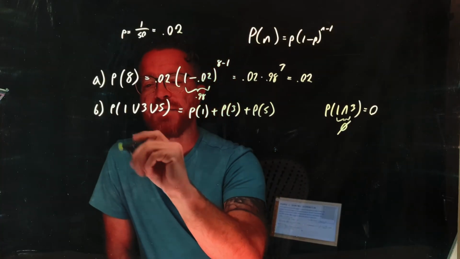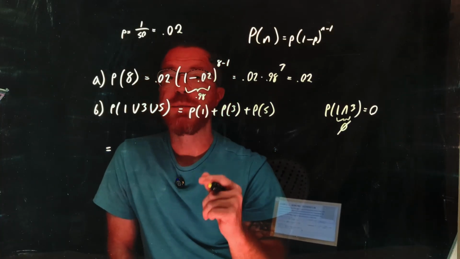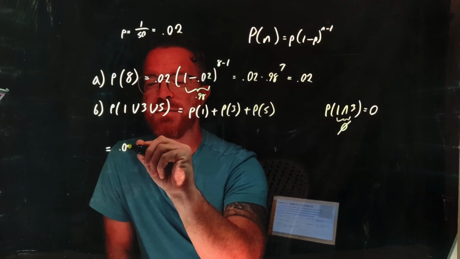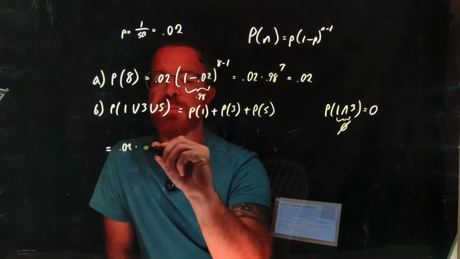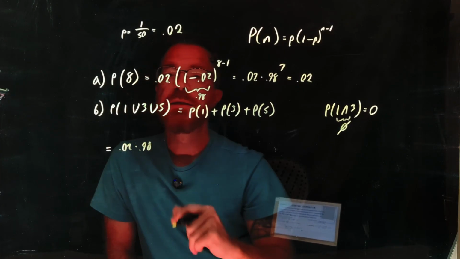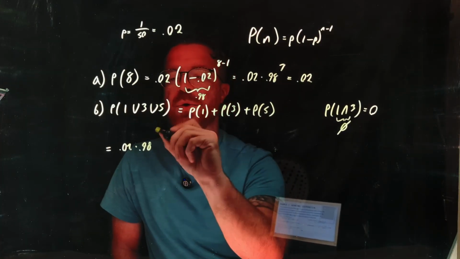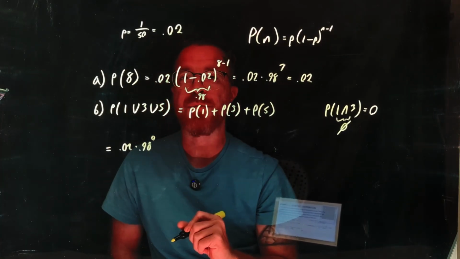So the probability of getting our first faulty bulb on the first turn is the probability of success, which was 0.02, times the probability of failure, 0.98, to the n minus 1. Well, n in this case is 1, so we get to the 1 minus 1 power, or the 0 power.